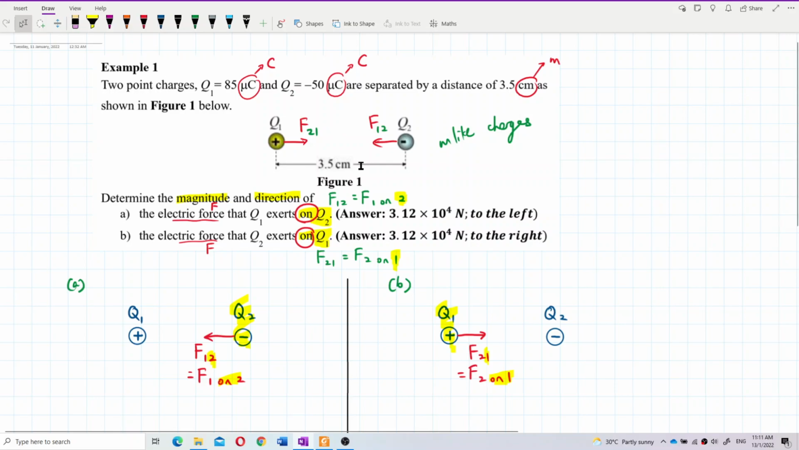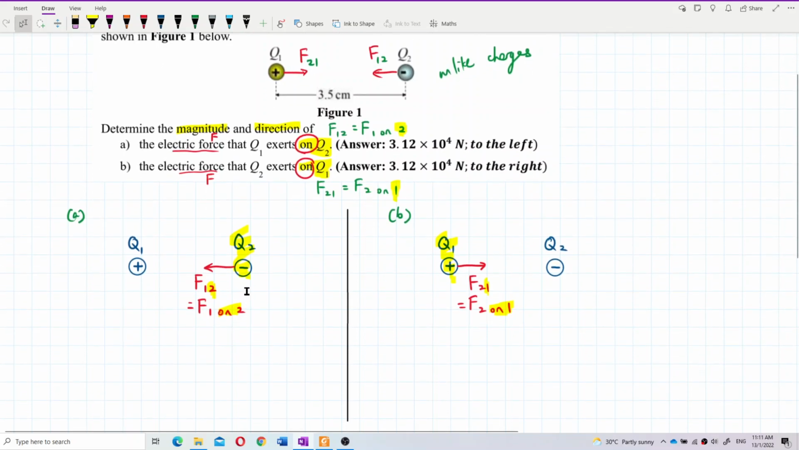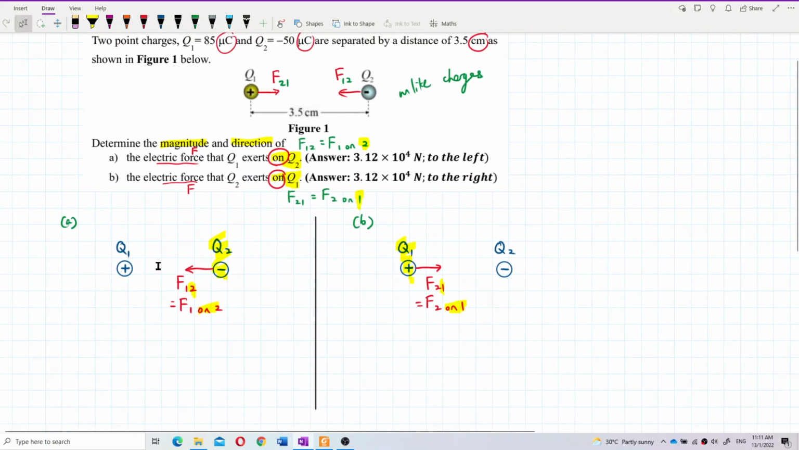So this is F21 and this is F12. So A is this force F12, B is this force F21. This one is on Q2, this one on Q1. So now we already know the direction. For question A it is to the left, for question B it is to the right. We already got the direction correct.